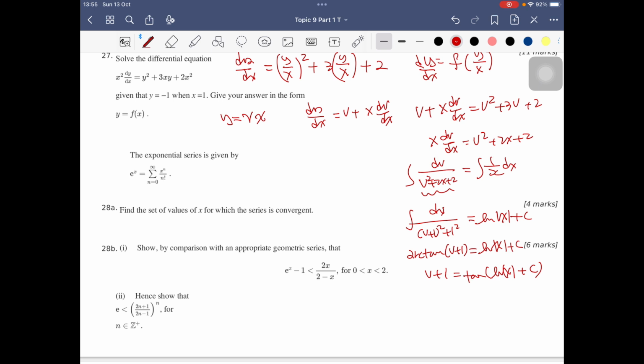When x equals 1, y equals negative 1, and v equals negative 1. So 0 is 0 plus c. No, I mean tangent of 0 plus c, which means c is 0. Therefore, when v is y over x, so y equals x tangent ln x minus x. This is the last answer.